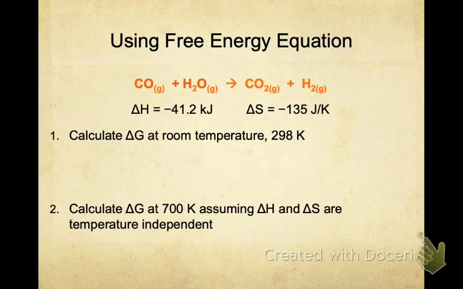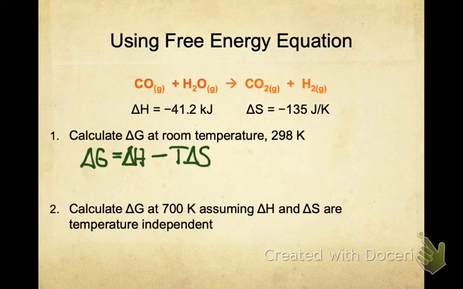All right, hopefully you have those calculators handy. Here we have another reaction, carbon monoxide reacting with water to form CO2 and H2 gas. I give you the delta H values, I give you the delta S value, and I'm going to plug and chug into the delta G equation. So delta G, we know, equals delta H minus T times delta S. So I'm going to plug in these values.